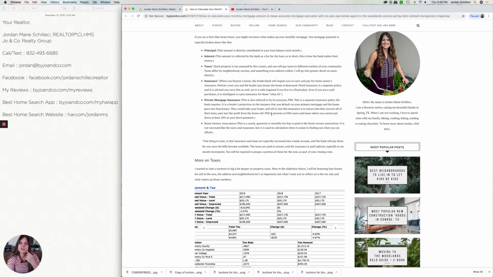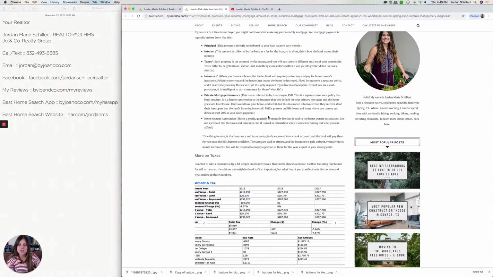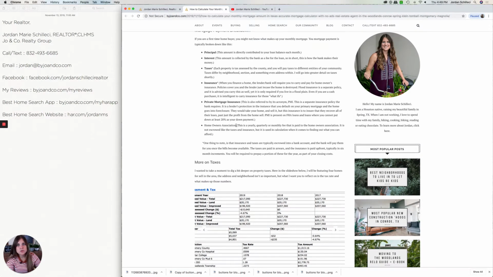And I explained the PMI for FHA loans. Now, I do have homeowners insurance on here because when it comes to qualifying for a home, they are going to calculate the cost of, not homeowners insurance, homeowners association's fee. So this can be yearly, quarterly, or monthly, and it's paid directly to the homeowners association. It's not escrowed like the taxes and insurance.